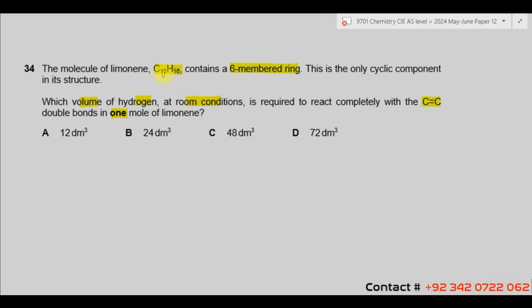C10H16. Let's first make C10. So there is a 6-membered ring: 1, 2, 3, 4, 5, 6. And then 4 carbons are without ring. So let's suppose these are the other 4 carbon atoms present. Alright, let's see how many double bonds should be there.